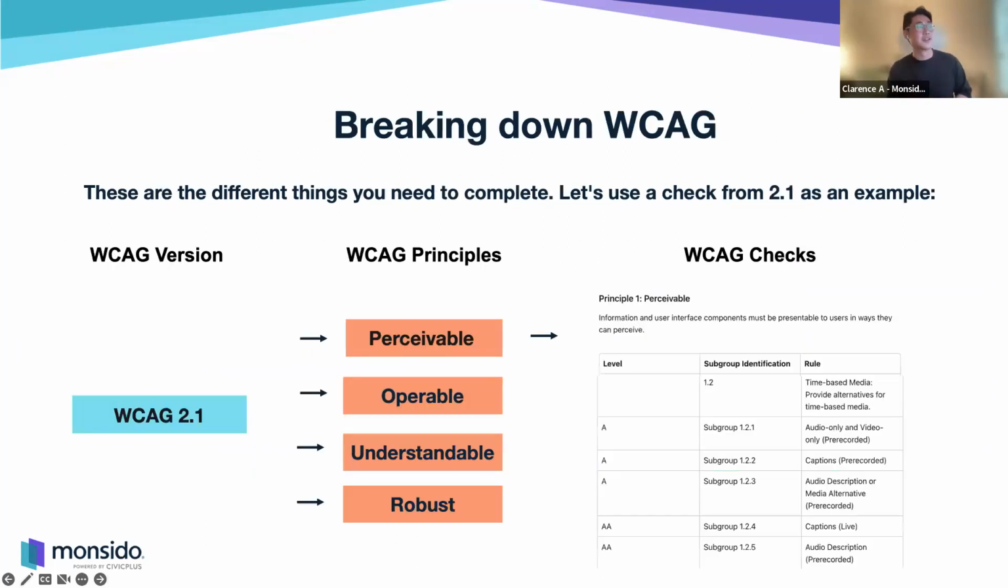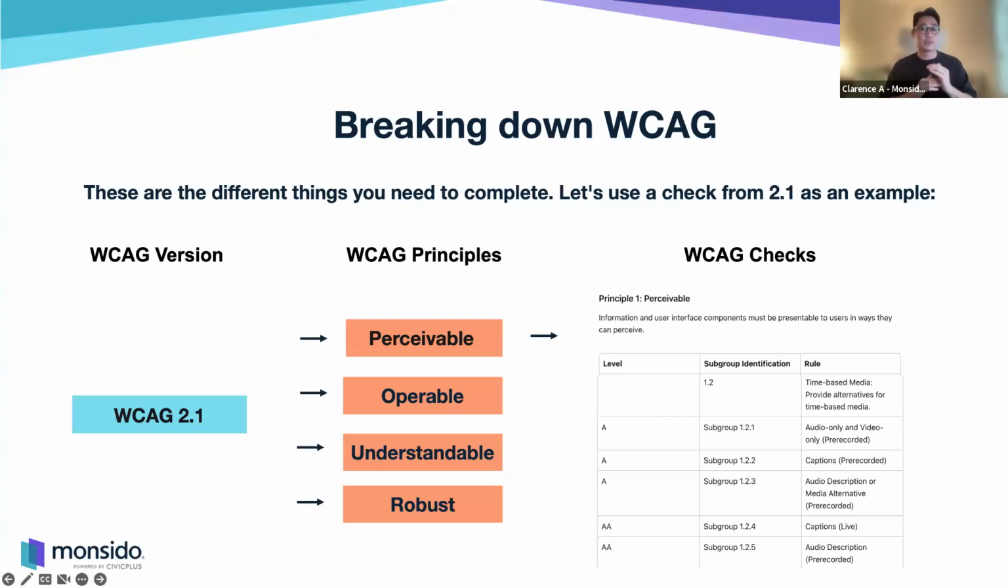So I want to break down WCAG because I think it is a little bit confusing for a lot of people, especially if this is your first foray and first time looking at the guidelines and all the 2.1 checkpoints. So I mentioned before how each of these checks are based upon the POUR principles, and of course the 3 conformance levels, A, AA, and AAA. I like to think of it as a hierarchy. So at the very bottom, you've got the checkpoints and the success criteria. Above that, you've got the conformance level.